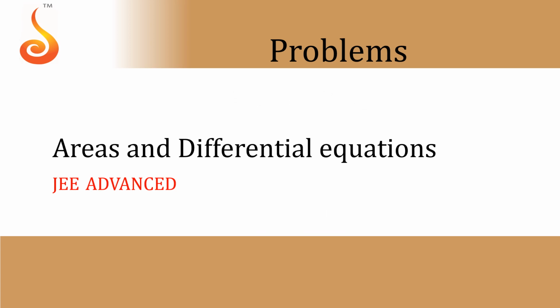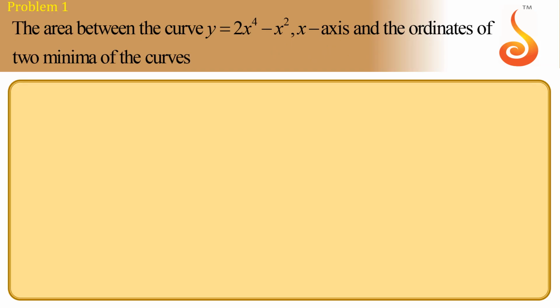Let us discuss some problems in areas and differential equations. The area between the curve y equals 2x⁴ minus x², the x-axis, and the ordinates of two minima of the curve. So if you observe carefully, this is symmetric about the y-axis, and if you take common, y equals x² into (2x² minus 1).